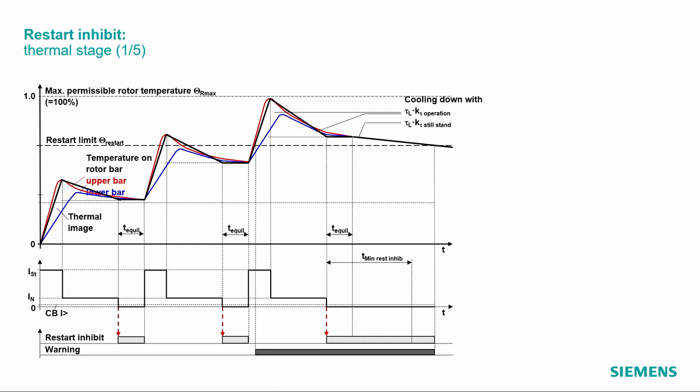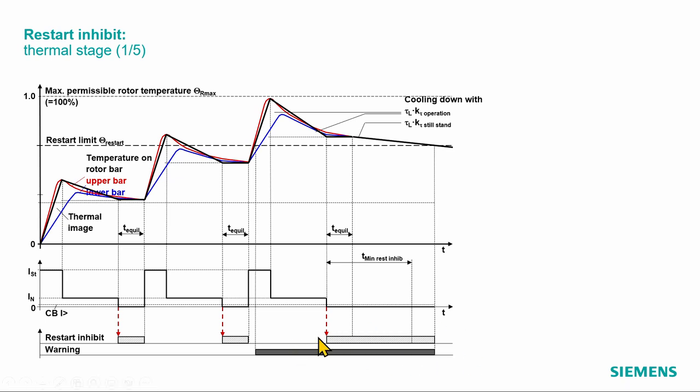This means if you set this to yes, then this restart inhibit signal is connected with the internal close command of the relay. That means you cannot give this close command to the circuit breaker, this will be blocked. And additionally, the tripping command for that circuit breaker will be activated for the complete time, which is not a problem because the motor anyhow is at standstill, the circuit breaker is open. Both prevent a reclosing or a closing of the circuit breaker during that time.